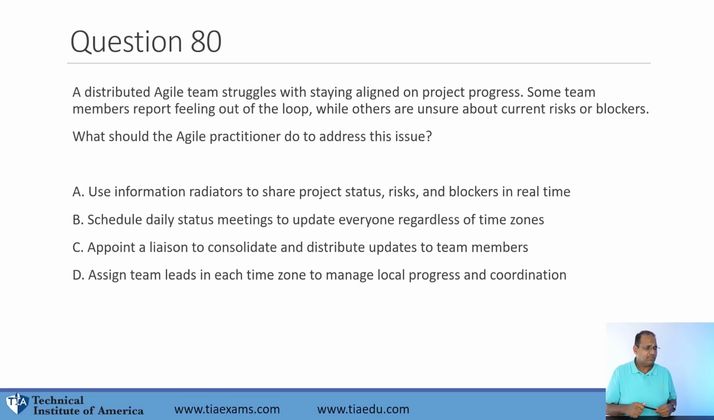Question. An Agile team struggles with staying aligned on project progress. Some team members report feeling out of the loop, while others are unsure about current risks or blockers. What should the practitioner do to address this issue? Use information radiators to share project status, risks, and blockers in real time.